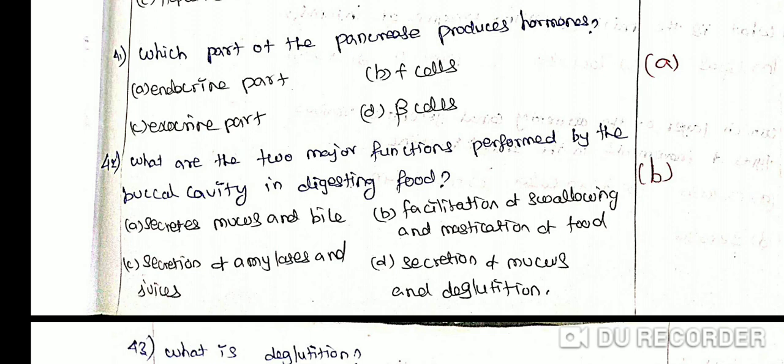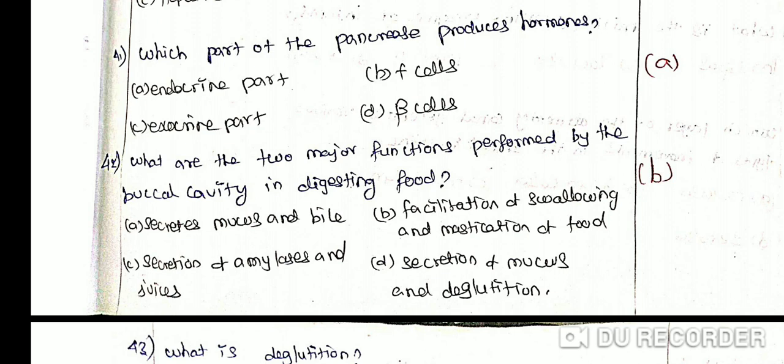Pancreas is a compound or heterocrine gland which consists of both endocrine and exocrine parts. Endocrine part produces the hormones like insulin and glucagon, while the exocrine part is responsible for secreting pancreatic juices and enzymes.